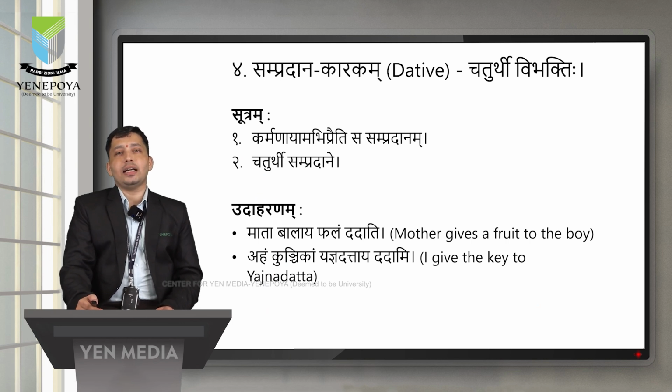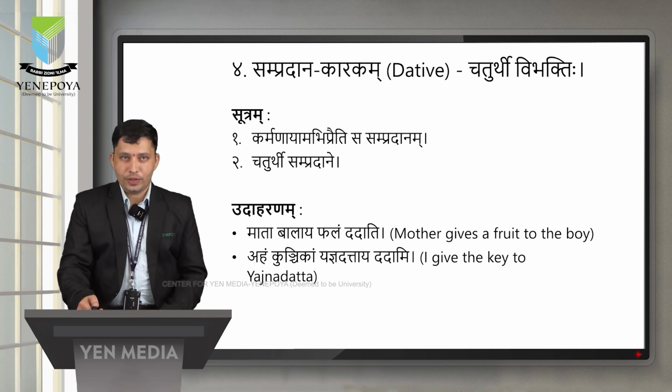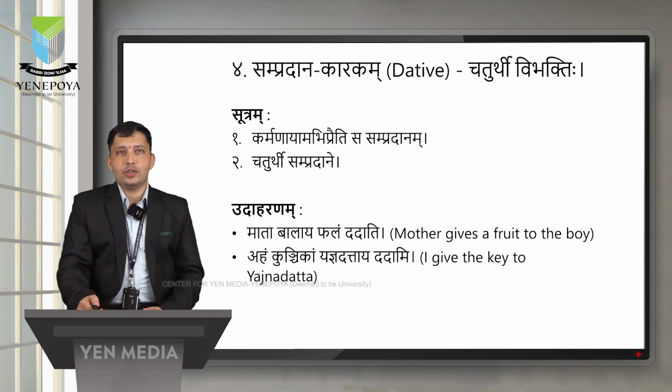Fourth one is Sampradana Karakam. Sampradana Karakam represents Chaturthi Vibhakti. So here we can see two sutras. One is Karmanayam Abhipreti Sa Sampradanam and the second one is Chaturthi Sampradane. Karmanayam Abhipreti Sa Sampradanam means that the word which represents a receiver, or something received, will get Sampradana Karaka. And the word which represents Sampradana Karaka, as per the second sutra, Chaturthi Sampradane, will be in Chaturthi Vibhakti.